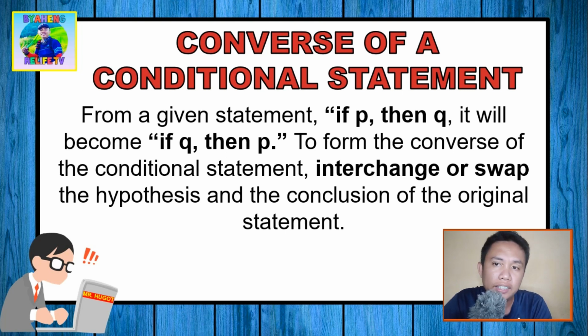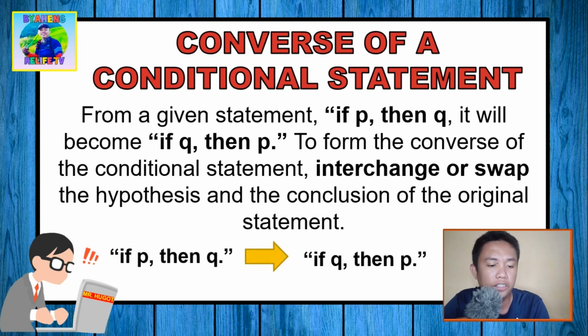Pag pinag-swap mo guys ang ating hypothesis and conclusion, doon mabubuo ang tawag natin converse. Okay? So, let's have some example para mas maintindihan ninyo. So, if P then Q, magiging siyang if Q then P. Knowing that guys, papalitan mo lang yung hypothesis at saka ang ating conclusion. So, don't forget guys na kailangan nakatama pa rin po yung subject-verb agreement and also yung rules natin for noun and pronoun. So, make sure po nakatama yun para hindi tayo magkaroon ng problema.